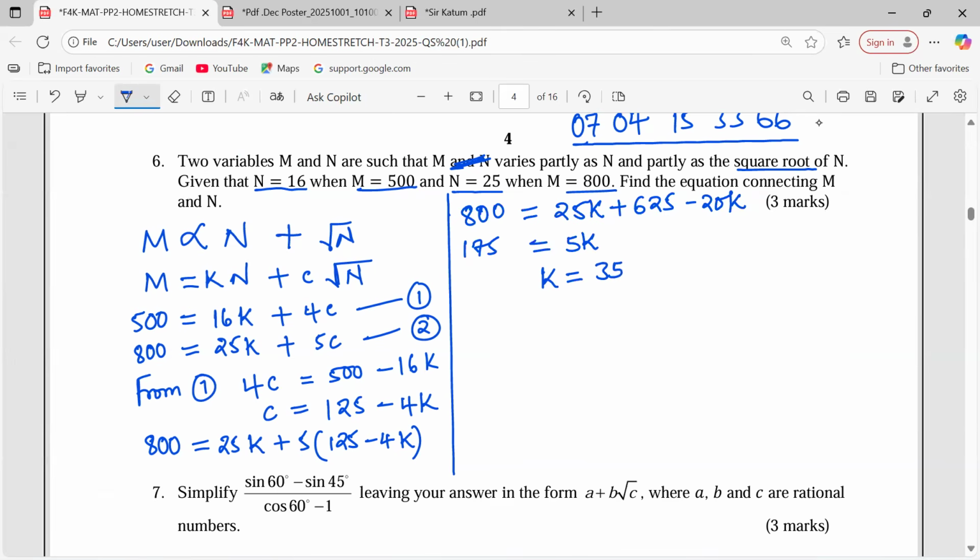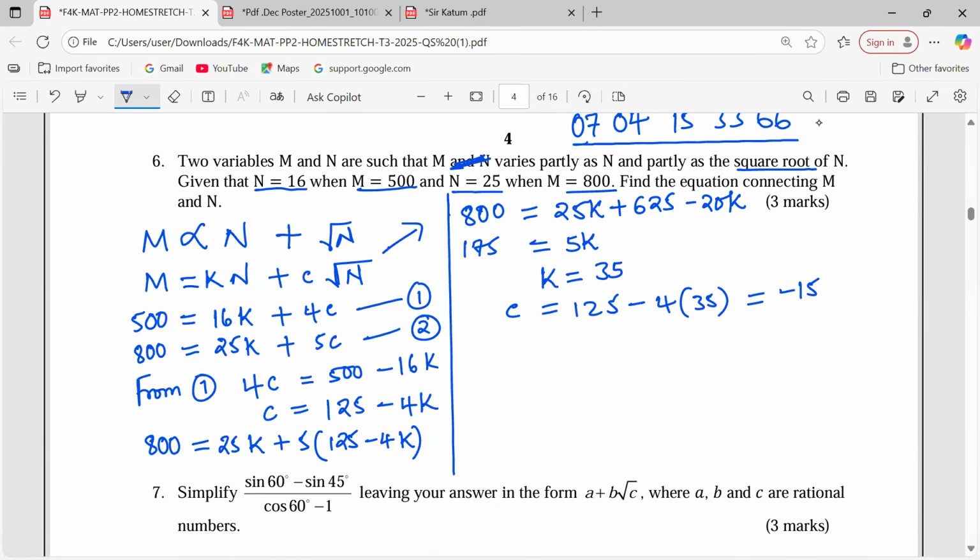What about the value of C? It shall be 125 minus 4 into 35. And this gives us the value of C as negative 15.